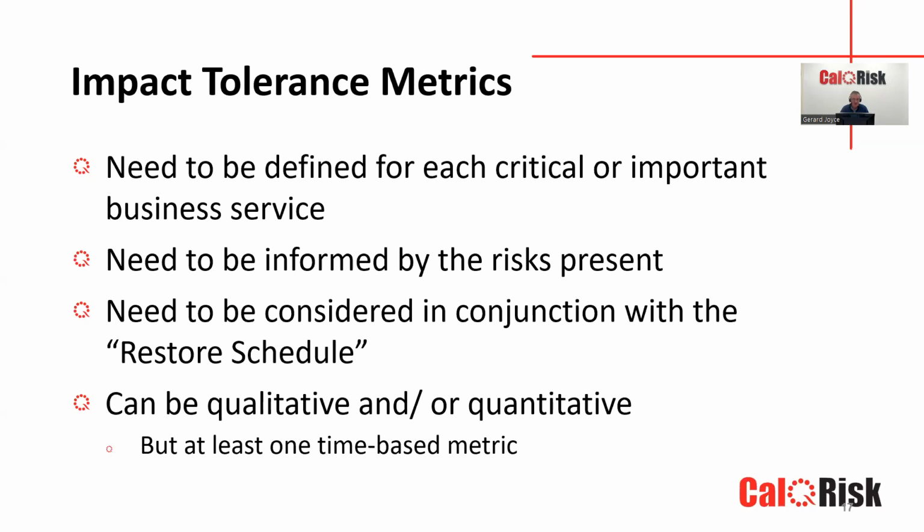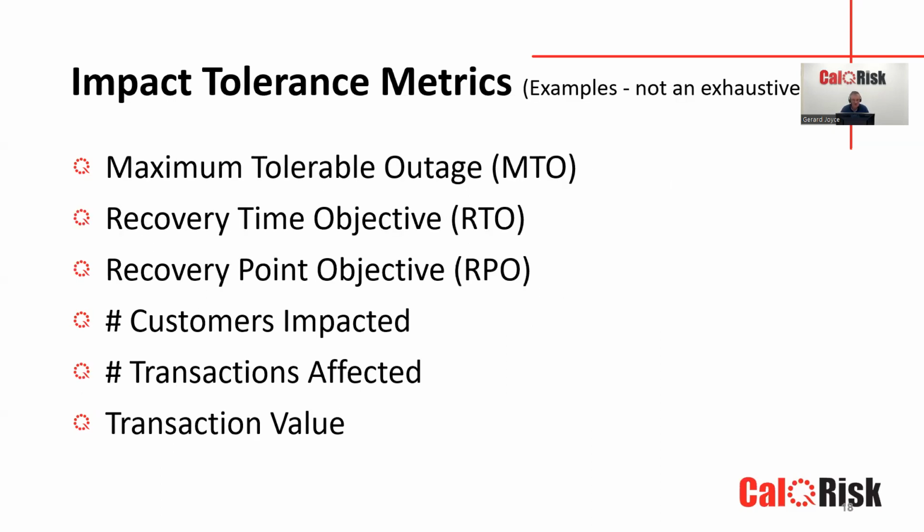Now, the metrics can be qualitative or quantitative. That's what the regulator says, but they say have at least one time-based metric. I prefer the quantitative ones, and here are a few. The first three are fairly well known, I would say, by you all. Certainly, anybody who's done a business continuity plan will have maximum tolerable outage. That's the short one, or maximum period of disruption, or tolerable period of disruption. I prefer MTO, maximum tolerable outage.